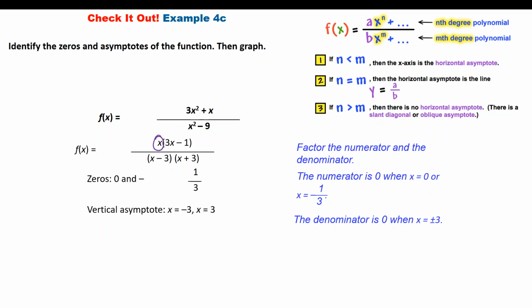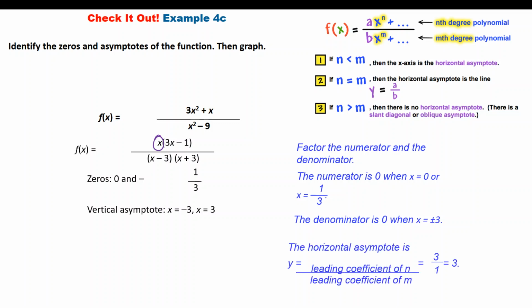All right, and then the next thing I need to do is determine what my horizontal asymptote is. So looking up here, I see that my highest degree is 2 and my highest degree is 2. So based on that, I'm going to use this one because they're equal to each other. So now I have to use this little formula. I'm going to use the coefficient, which is 3, over the coefficient in the denominator, which is 1. So 3 over 1 is equal to 3. So my horizontal asymptote is going to be at y equals 3.